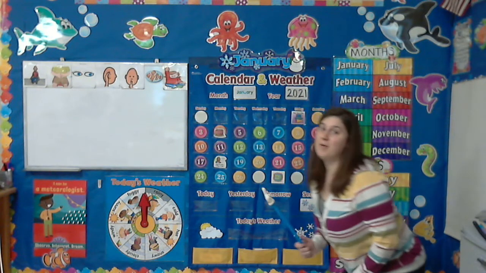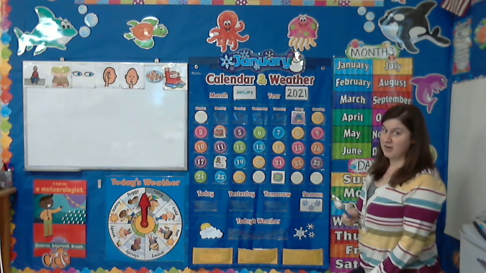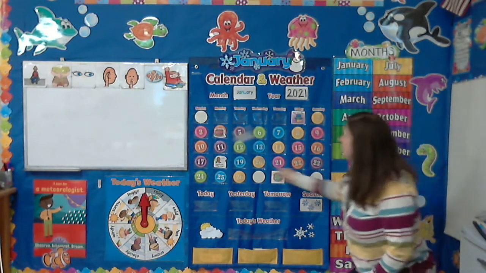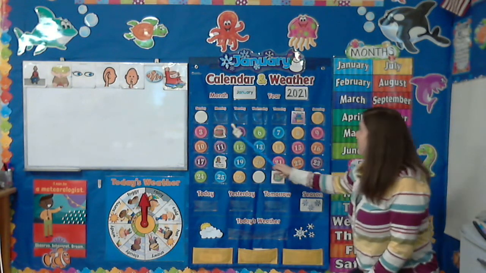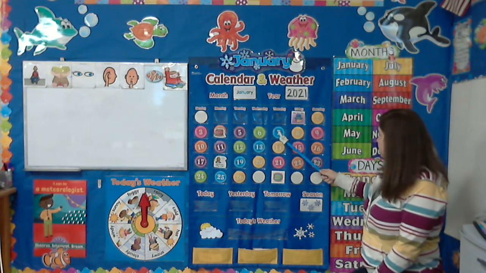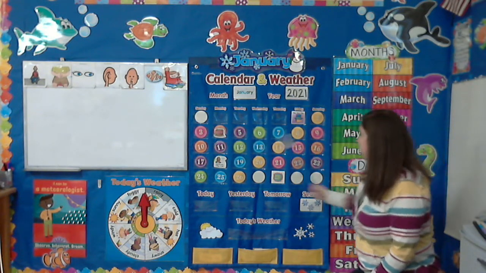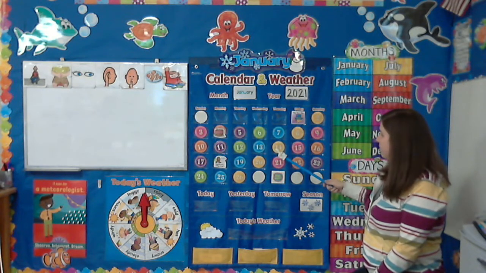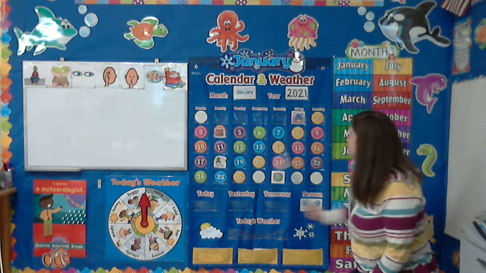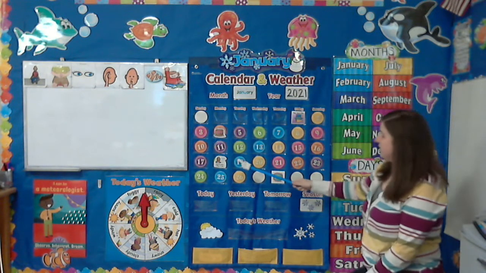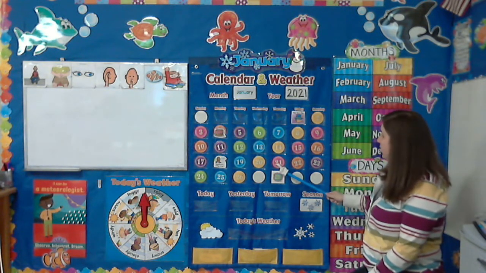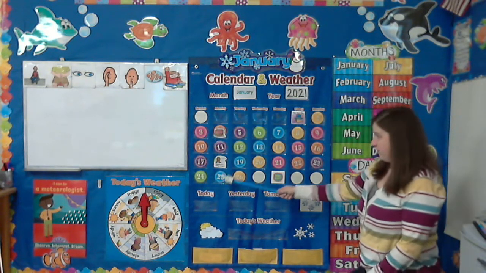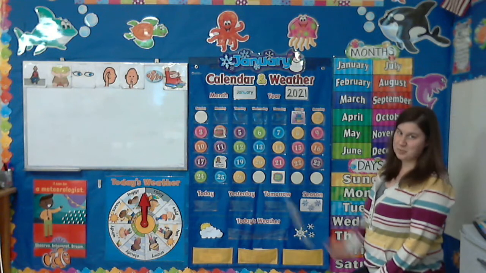Let's count how many days we've had so far this month. Ready? 1, 2, 3, 4, 5, 6, 7, 8, 9, 10, 11, 12, 13, 14, 15, 16, 17, 18, 19, 20, 21, 22, 23, 24, 25, 26. 26 days.